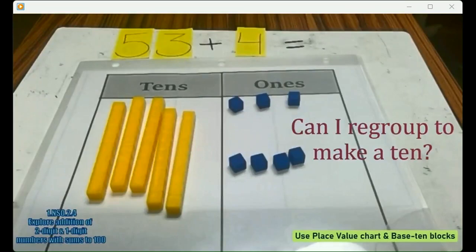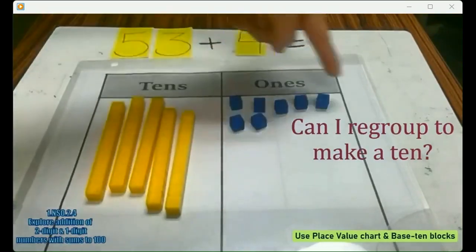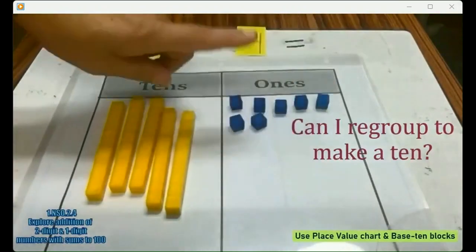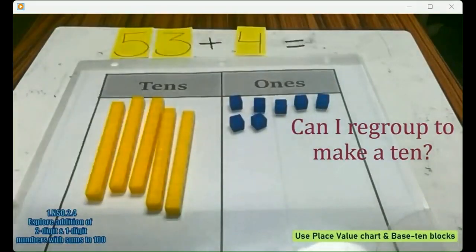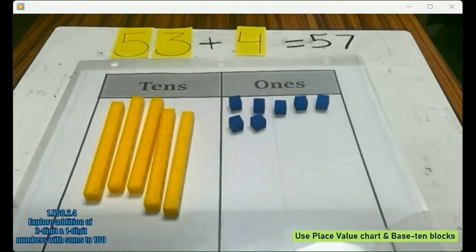Here the students can see that if I move the 4 ones up to the 3 ones, I still need 3 more ones to make a 10. So my tens digit is not going to change in this equation.